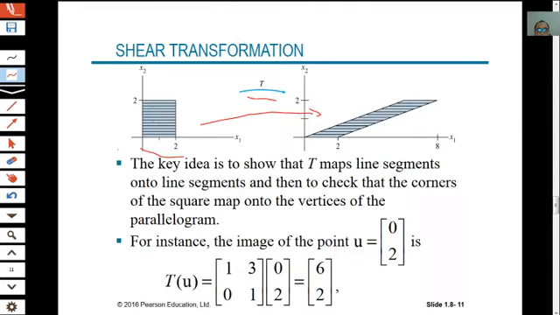The key idea is to show that T maps line segments onto line segments, and then to check that the corners of the square map onto the vertices of the parallelogram. By considering the position vectors of all points in the square, we can use the transformation, because the transformation is a rule between vector spaces, the sets of vectors.